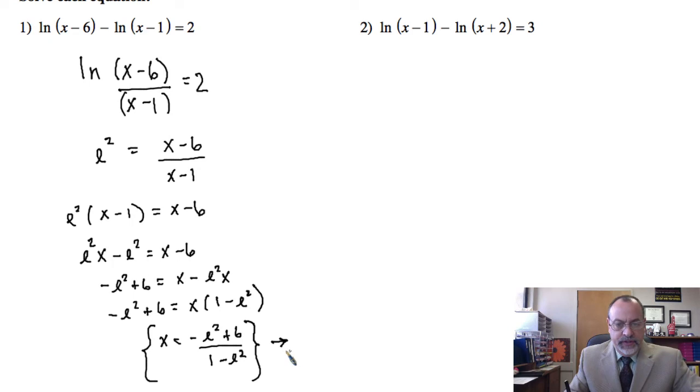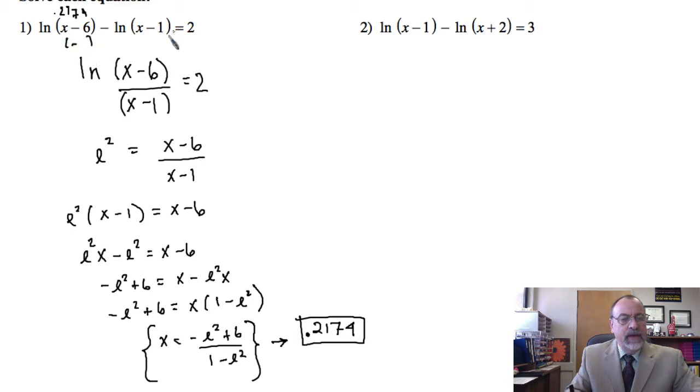Okay, so this is approximately 0.2174. That's the decimal approximation. Now, you'll notice that's my x value. If I put that x value in here, what happens? If I subtract this, it ends up being a negative value. And if I put it in here, this also is a negative value.